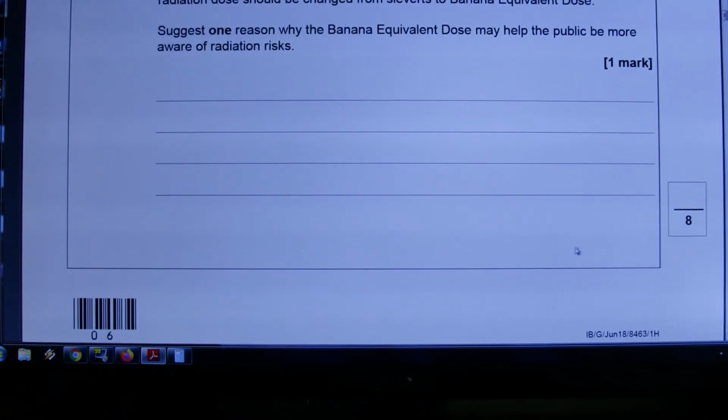Bananas are a source of background radiation. Yes, the banana is actually a unit of radiation. Banana equivalent dose, yes. One reason?